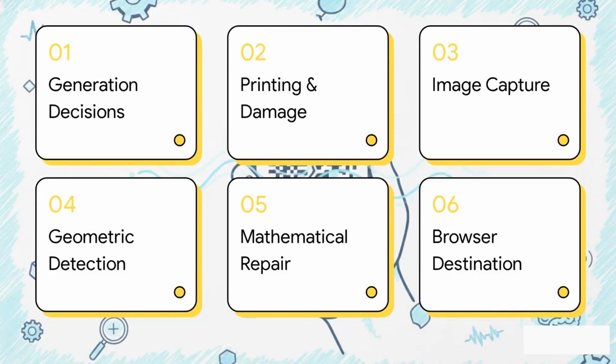To understand how this works, we're going to completely slow down time for this explainer. We'll trace this incredible journey by looking at the exact 6-step chronological life cycle of a scan, from generation decisions to printing and physical damage, image capture, geometric detection, mathematical repair, and finally, the browser destination. We are following the data straight from the publisher's laptop right to your screen.